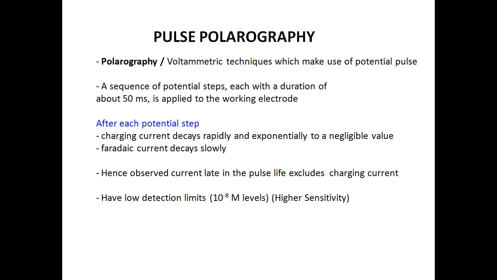So in pulse polarography, if a dropping electrode is used, then it is called pulse polarography. Otherwise it is called a pulse voltammetric technique. A potential pulse is used: a small potential step to a higher potential value for a particular time, about 50 milliseconds or sometimes near 200 milliseconds, is applied to the working electrode.